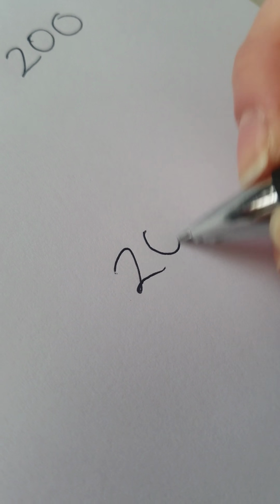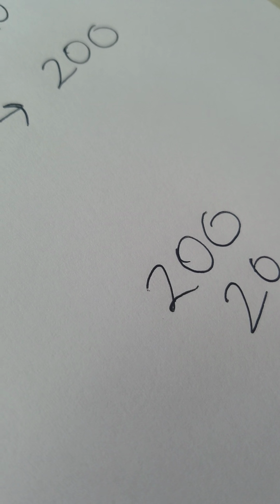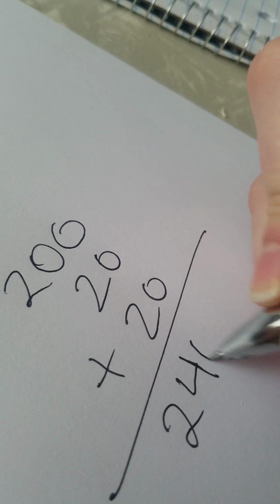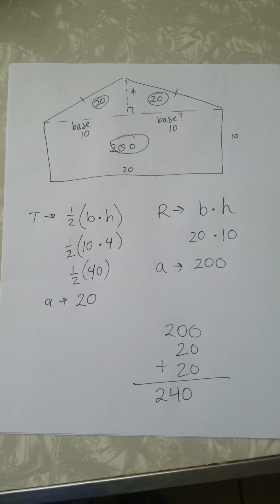Now I just take these three and add them up. 200 plus 20 plus 20 equals, you got it, 240. So the area of this composite shape is 240.